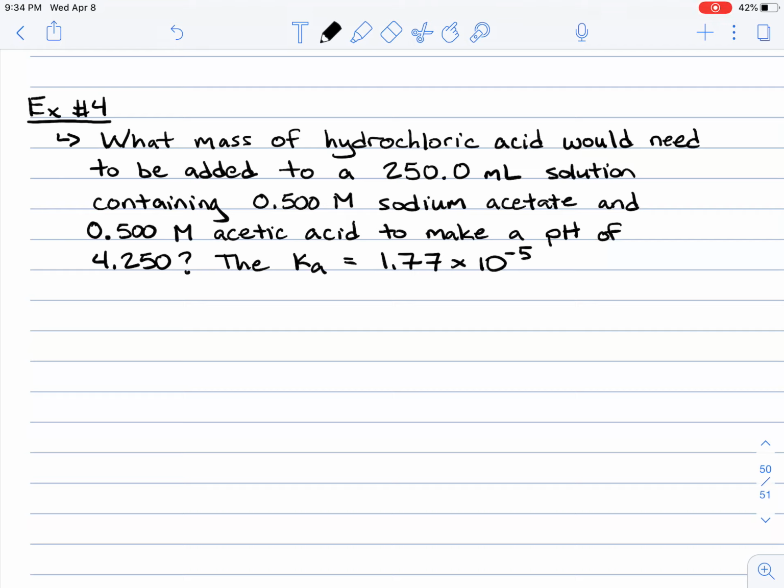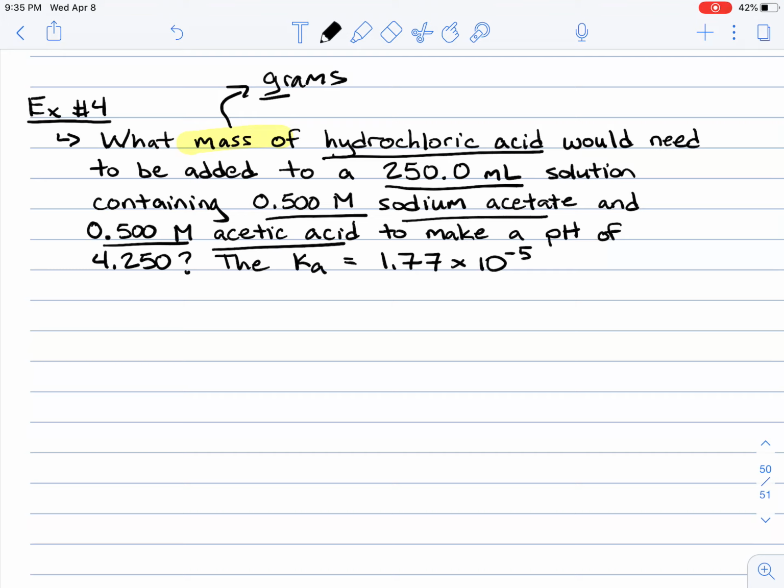So in this scenario, we're trying to determine the mass of hydrochloric acid that would need to be added to 250 mL containing this concentration of sodium acetate and this concentration of acetic acid. And we're trying to get the pH to 4.250.